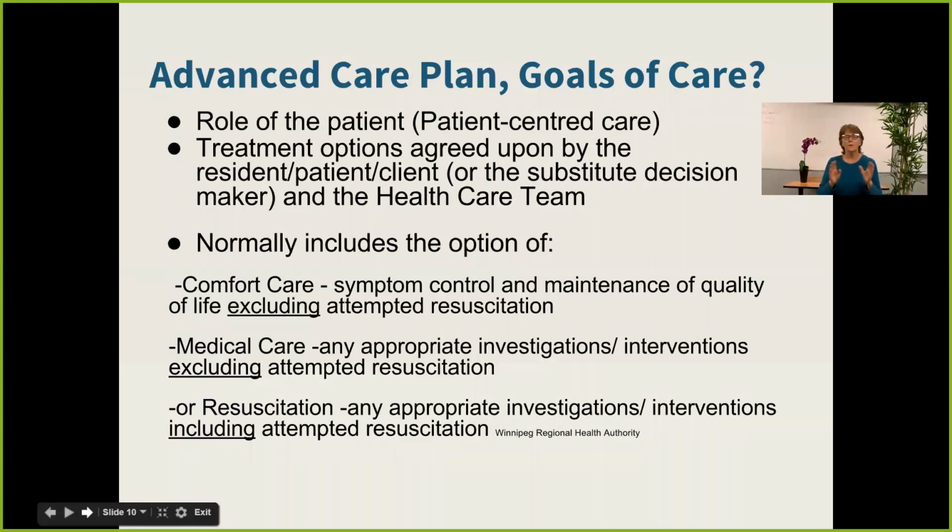Okay. Now, before we go into the scenarios, I want to talk a little bit about what we call advanced care planning, because it'll come into the scenario. But advanced care planning, does anybody know? Maybe if you work in a hospital, you might know about this. But this is the definition of it. It's a treatment option agreed upon by the patient, the resident, the client, or the substitute decision maker and the healthcare team. So when someone comes into long-term care, they have an agreement with the facility on what they want done. What they want done.